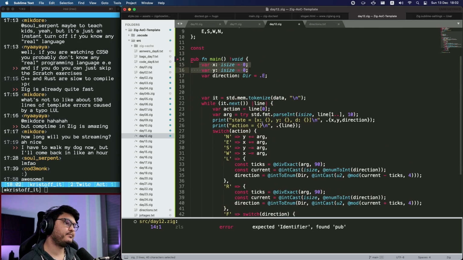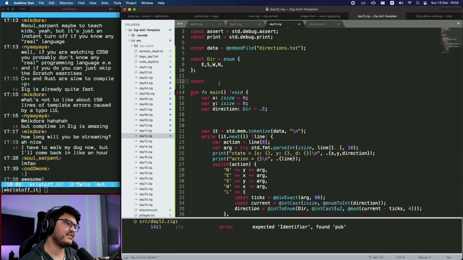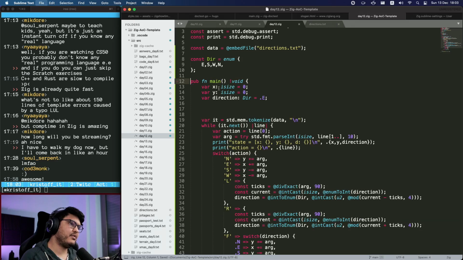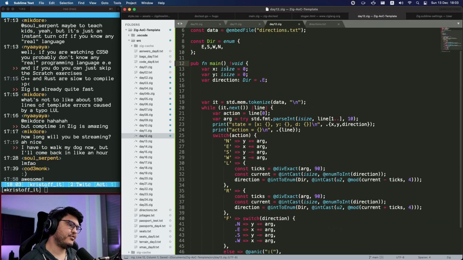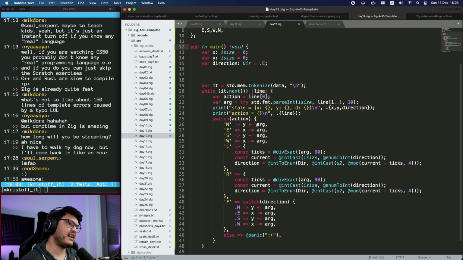Okay, this is an interesting exercise. How much do I want to avoid making complex stuff? Like, how much can I reuse of what I have right now? Let me think about it. So these X and Y stuff is always the same. Left and right changes the direction still in the same exact way. But now forward is not mutating X and Y anymore. Forward is mutating something else. Forward is mutating the ship's.